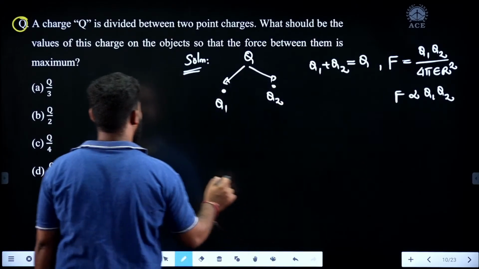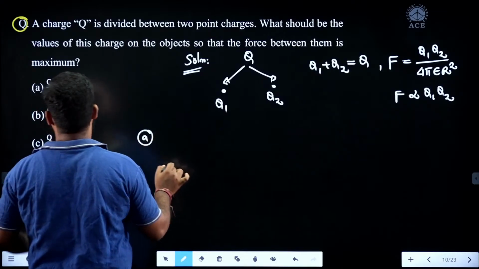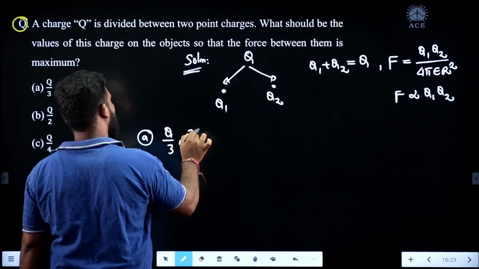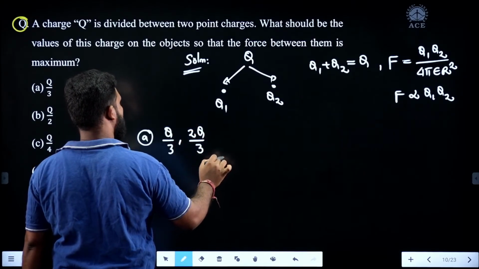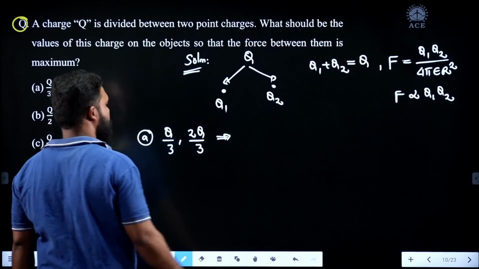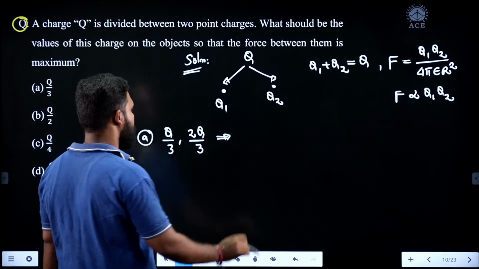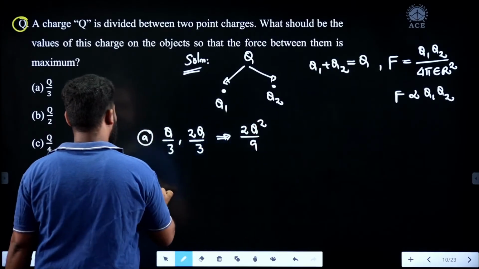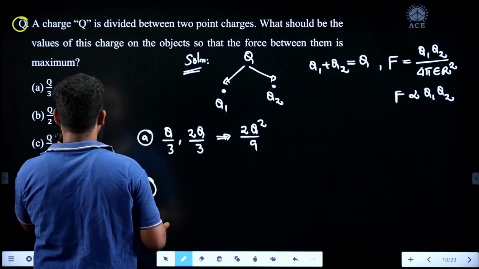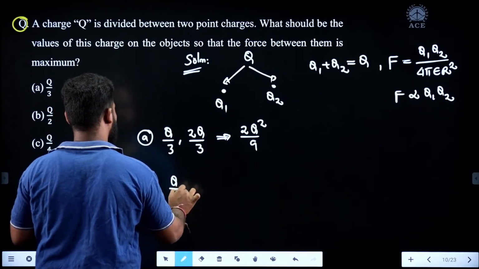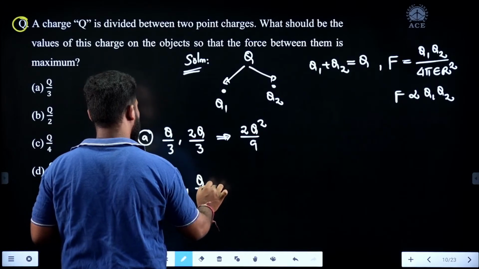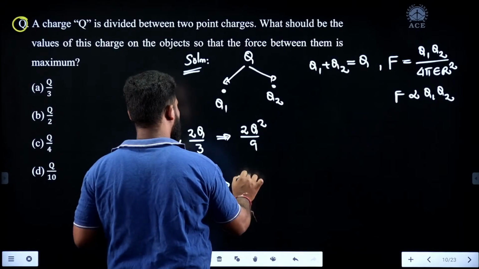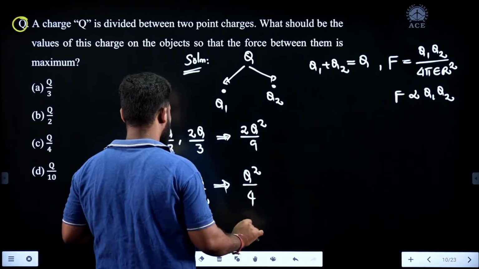Let us take the first option. What is the first option? Q by 3. One of the charges is Q by 3. The other charge will be 2Q by 3. Now let us take the product of these two charges. How much is the product? It is 2Q square by 9. Now let us take the second option. It is Q by 2. Another charge will be Q by 2. What is the product of the charges? It is Q square by 4.